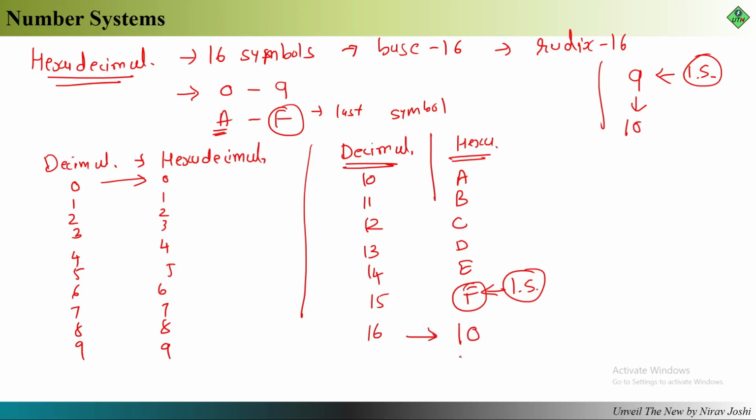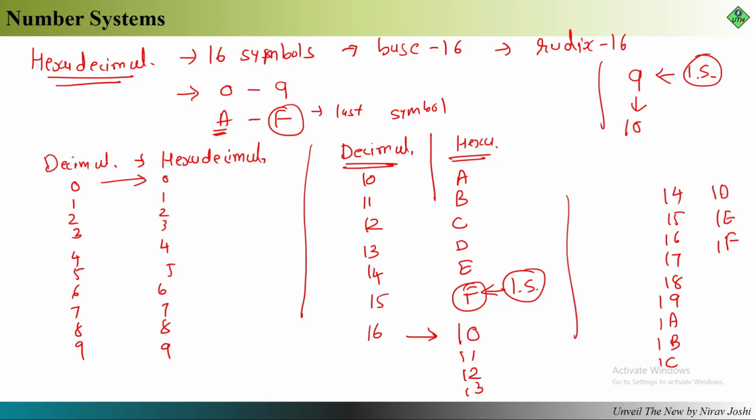10. After 10, what can you write? Simply, yes, 11, 12, 13, 14, 15, 16, 17, 18, 19. What will come after 19? See, 9 is not the last symbol in hexadecimal. After 9, we get A. So yes, there will be 1A, 1B, 1C, 1D, 1E, 1F. Now F is the last symbol.